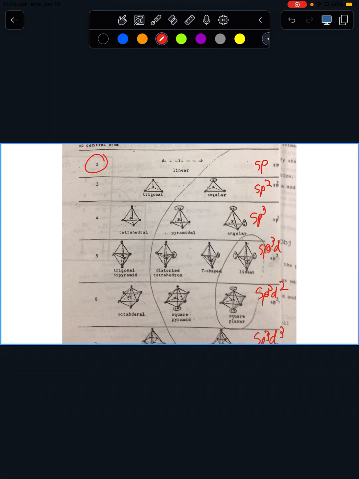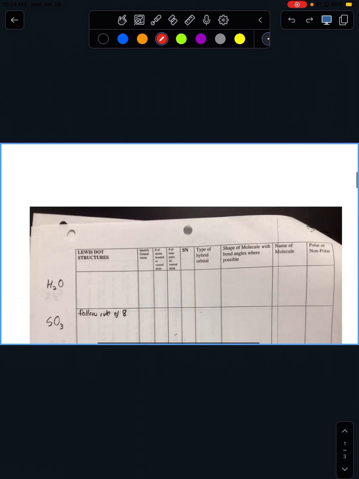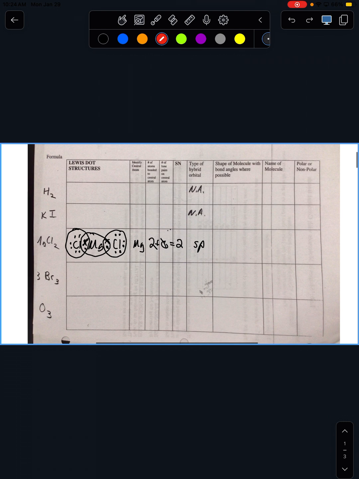So if I have a sp hybridization, I only have one option, and that is linear. Okay? So I know magnesium chloride is going to be linear. The shape is going to be a straight line. That's why it's called linear.